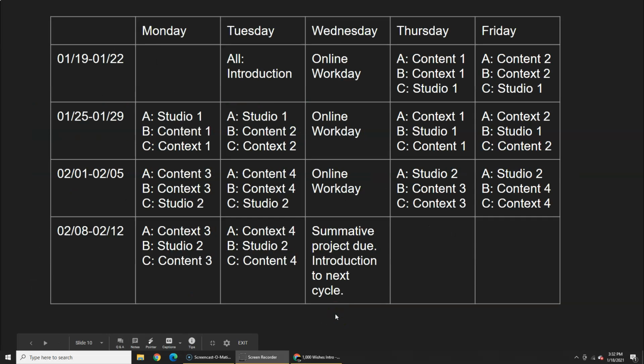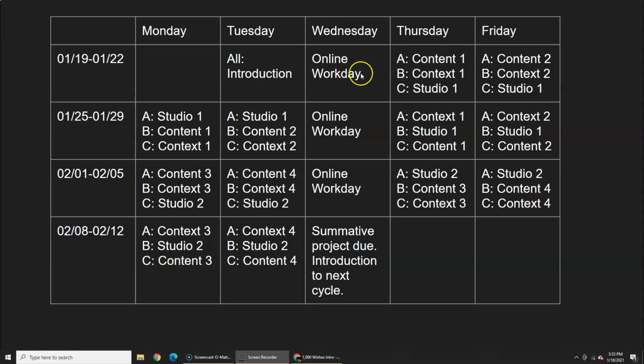So this is our general schedule, and yes, I know it looks very confusing, and it's mostly for my organization, but you can look at it as well. So here we are today. This is the introduction. Everybody's at the same spot. Wednesdays are your online work days. Remember, I usually don't post assignments on Wednesdays, so that you have that time to get your assignments that are posted finished. So again, there's no excuse for late work.